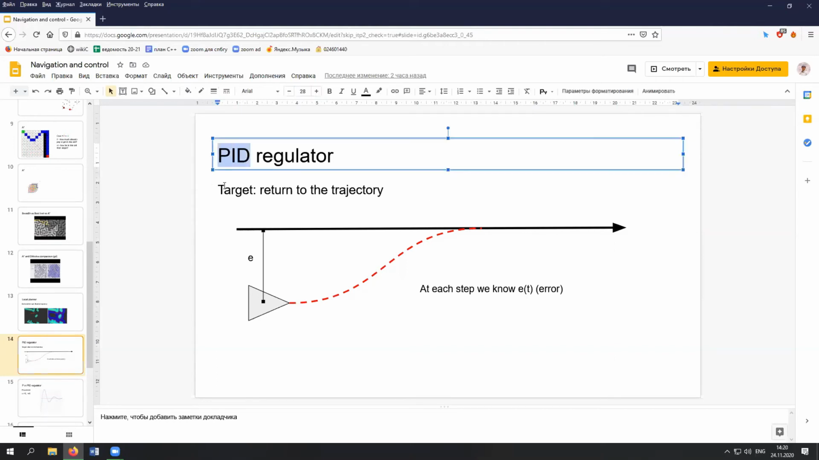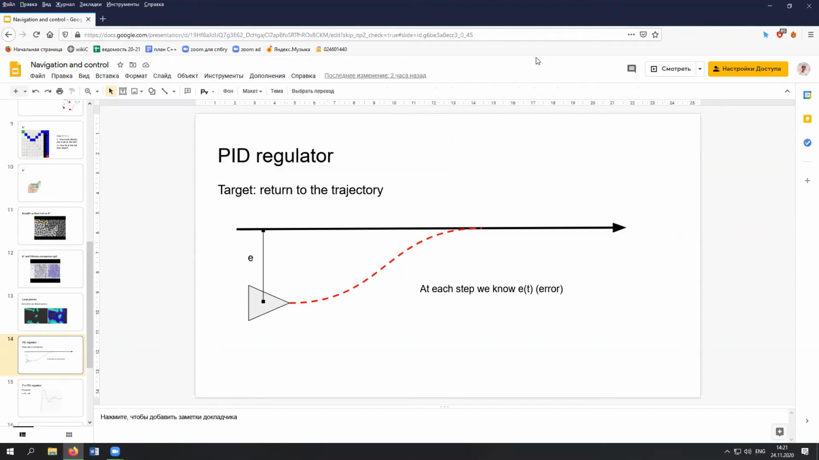There is the approach that is called PID regulator. Oh, by the way, we have only 5 minutes till the end. Let's reconnect now before I start to explain about PID regulators. Okay, let's reconnect and carry on.